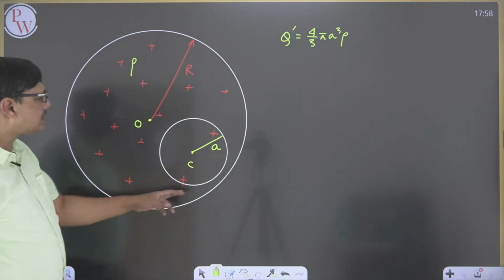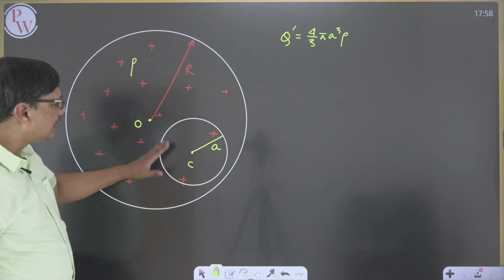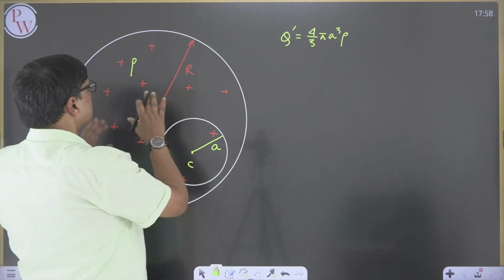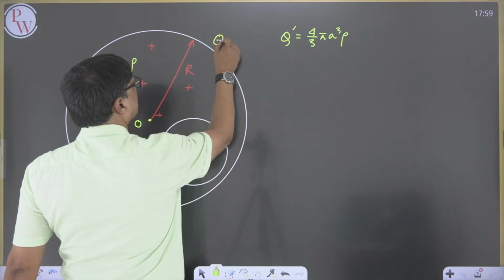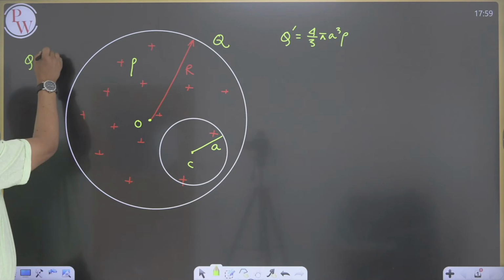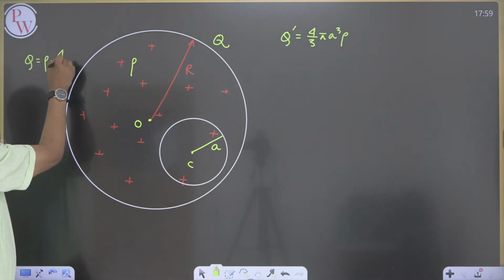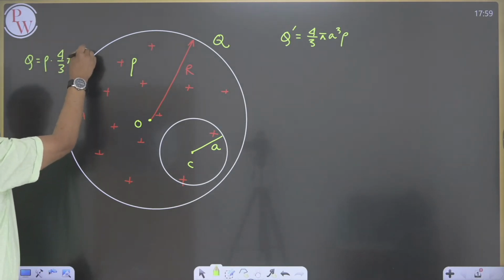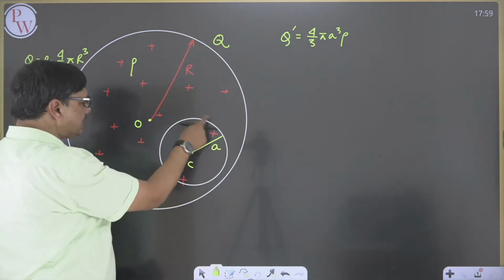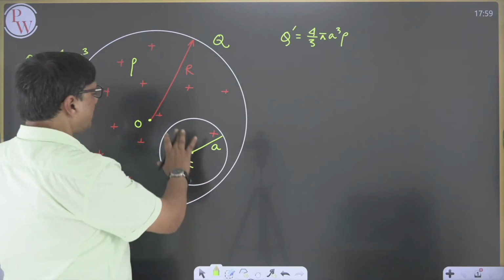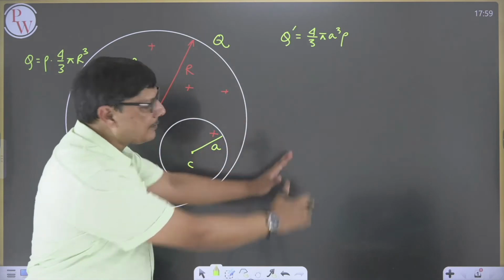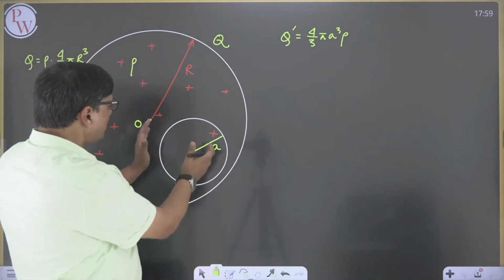But this is basically a blank portion. So what will happen to this? Suppose we are given a charge capital Q over here. We know that this Q is rho into 4/3 pi capital R cubed, because capital R is the radius of the spherical body, and this is the cavity portion.